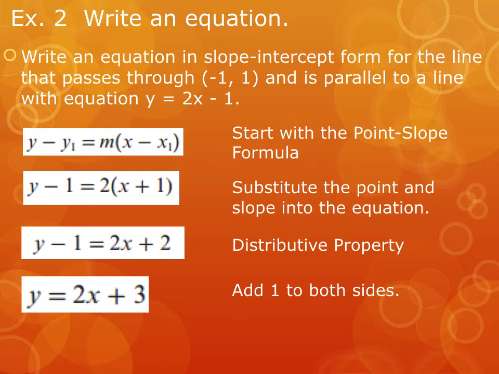Now go back to the prompt and make sure that it makes sense with what was given. Is this line going to be parallel to y equals 2x minus 1? Yes, in fact it is. And does it go through the point -1, 1? When you plug -1 in for x and 1 in for y, do you get a true statement? And yes, we do. All right, third example.